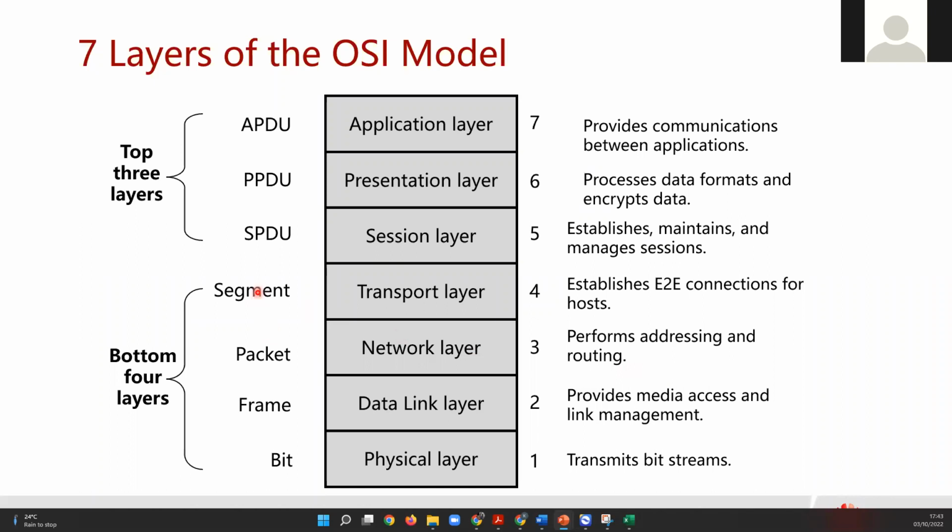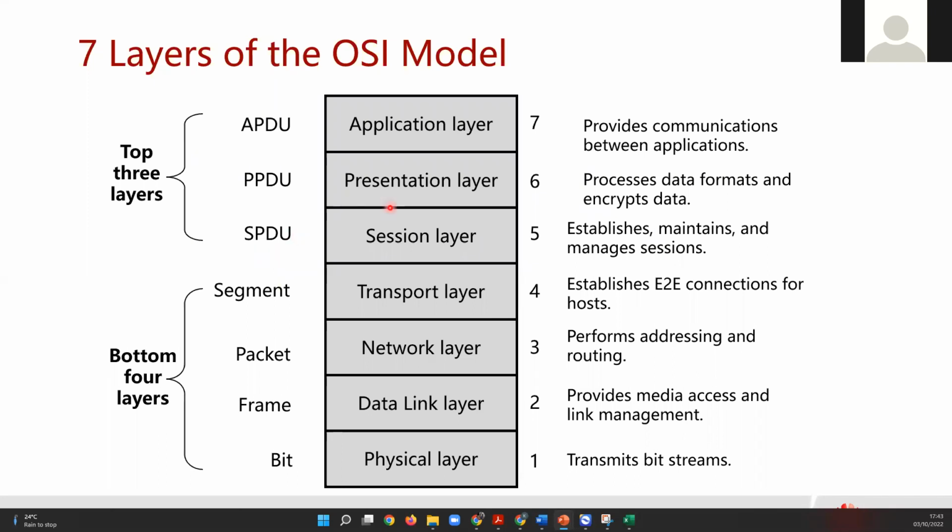Then within the transport layer, they are usually called segments, usually used to establish some end-to-end connection. So here the data unit, as I've said, is a segment. The other part is the session layer, which is responsible for establishing, maintaining, and also managing all the sessions, not some of them. And here it is usually called the session protocol data unit.